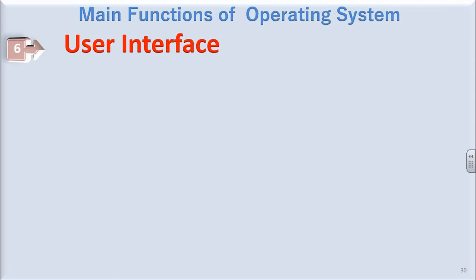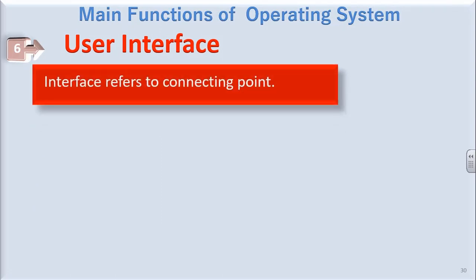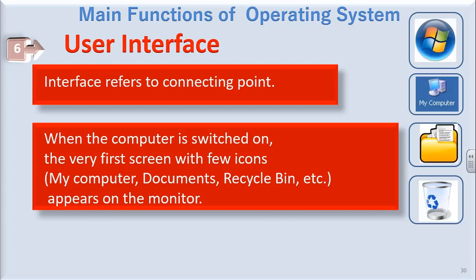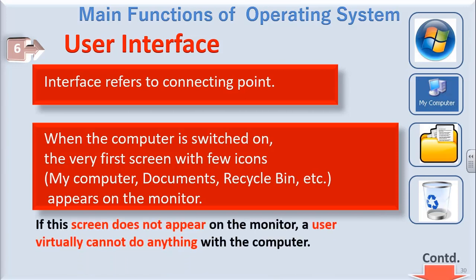The last function is user interface. Interface refers to a connecting point. When the computer is switched on, the very first screen with a few icons, for example, My Computer, Documents, Recycle Bin, etc., appears on the monitor. If this screen does not appear on the monitor, a user virtually cannot do anything with the computer.